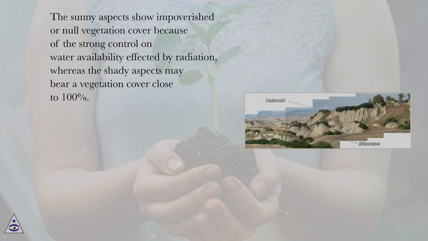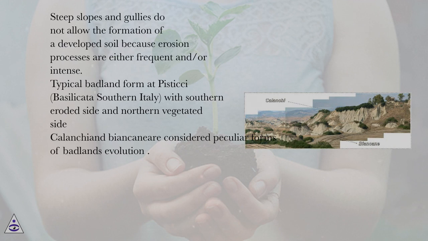The sunny aspects show impoverished or null vegetation cover because of the strong control on water availability affected by radiation, whereas the shady aspects may bear a vegetation cover close to 100%. Steep slopes and gullies do not allow the formation of a developed soil because erosion processes are either frequent and/or intense. Typical badland form at Pisticci, Basilicata, southern Italy, with southern eroded side and northern vegetated side.